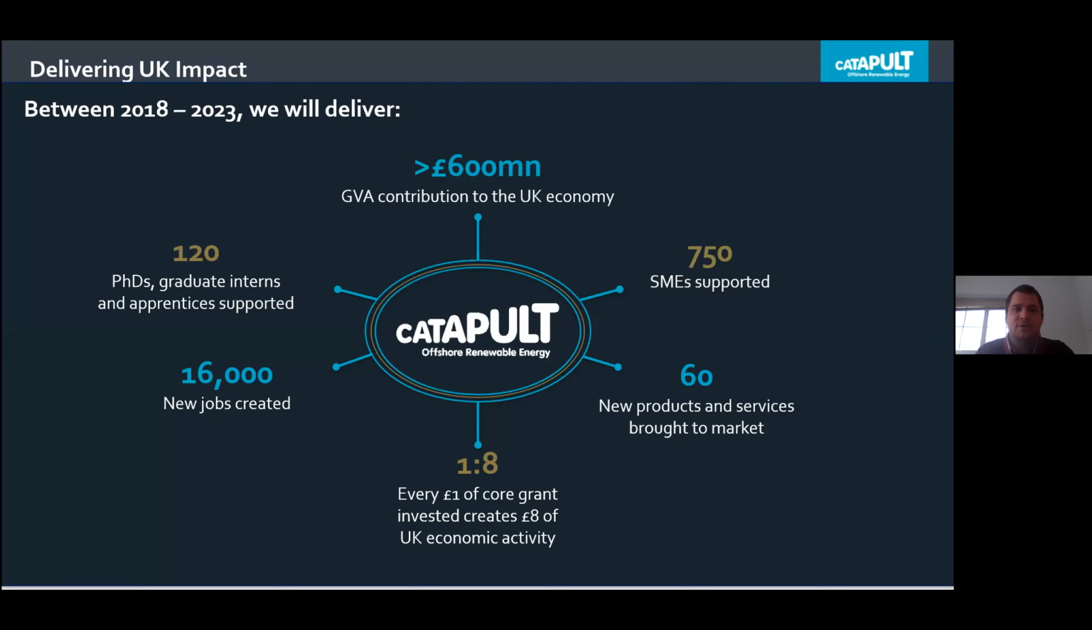So our focus is around delivering UK impact. I think this is a nice slide in terms of what we're trying to do. I think it's always nice to show some ambition. So we're aiming by the end of 2023 to have supported over 750 SMEs and brought over 60 products to market. That's a real challenge for us and something we're really striving to do.